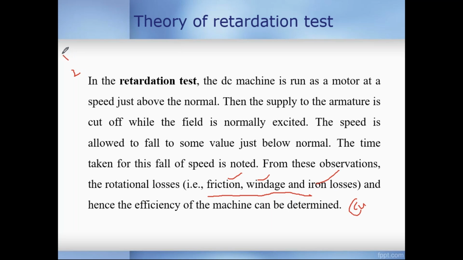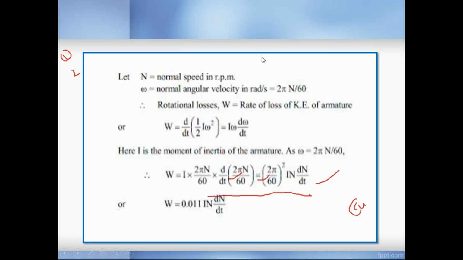One mode is where we disconnect only the armature and the field is continuously supplied, and the second mode is where both are disconnected. From these two modes we can calculate these three losses. Right. Now let me see how we can derive this equation from a derivation point of view. This equation deals completely with mechanical parameters, that is speed, angular velocity, torque and moment of inertia.